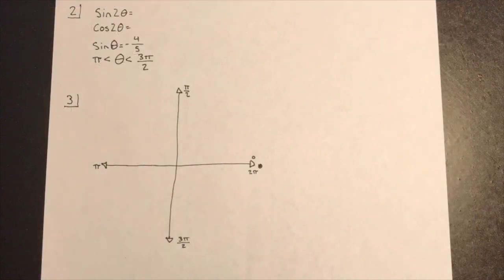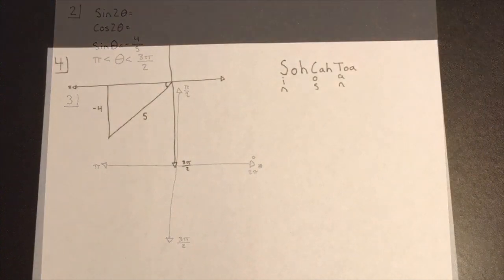With the given information, pi is less than theta is less than 3 pi over 2, you are able to graph sine. This is because the pi and the 3 pi over 2 are points on the unit circle, and anything between pi and 3 pi over 2 is in the third quadrant.